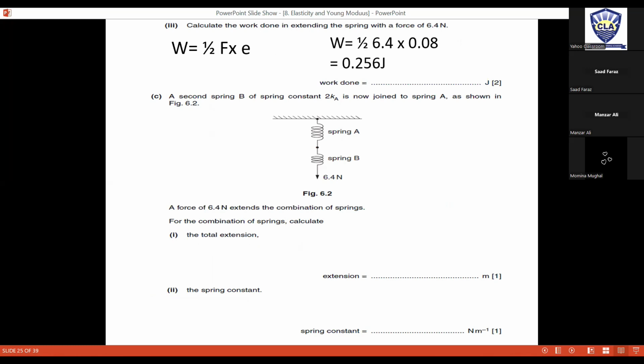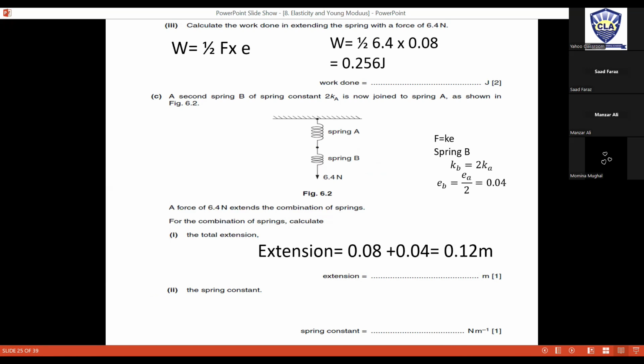Now we have two springs A and B. B has a spring constant which is double. If the spring constant is double, extension will be half for the same force. So A has an extension of 0.08. So B will have extension half of that, 0.04. So total extension will be 0.08 plus 0.04. So it comes out to be 0.12.